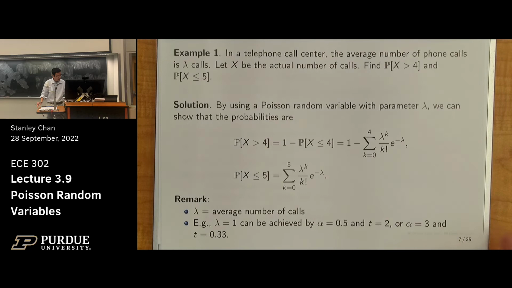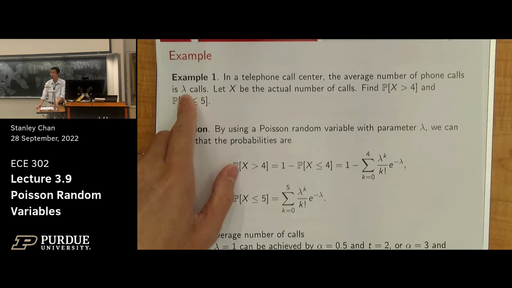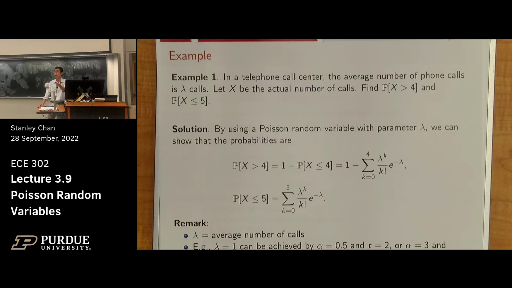Okay, so now let's calculate some simple examples. I have a telephone center, and the average number of phone calls is lambda. Now that lambda has already included the rate and the duration. If I tell you the lambda, there's already a combination of alpha and t. So x is the actual number of calls, which is a random variable.